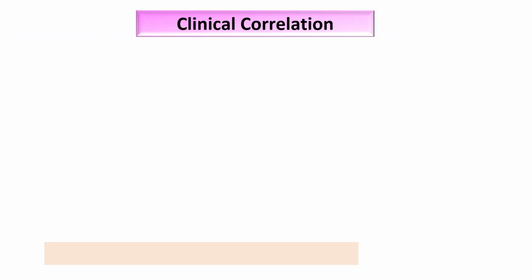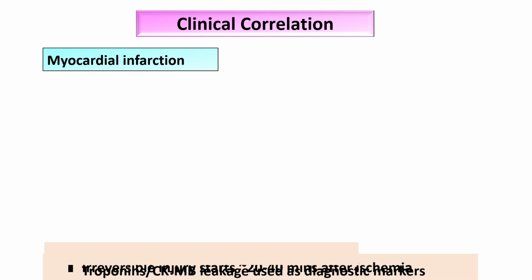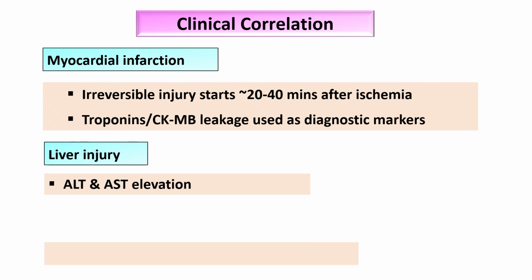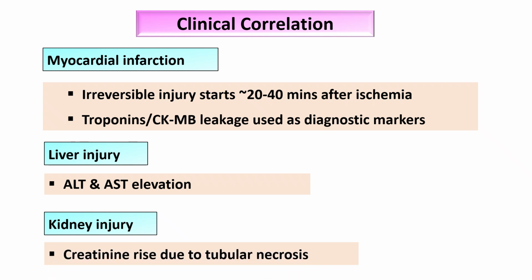Coming to the clinical correlation, in myocardial infarction, irreversible cell injury starts 20 to 40 minutes after ischemia, and I told you because of membrane damage, the enzymes present in the cytosol are released out into the serum, which makes them diagnostic markers. So, if there are elevated troponins and CK-MB in a post-MI patient, it is used as a diagnostic marker for identifying myocardial infarction. In liver injury, ALT and AST elevation are markers of liver injury. Similarly, creatinine is a marker of kidney injury which is raised due to tubular necrosis.